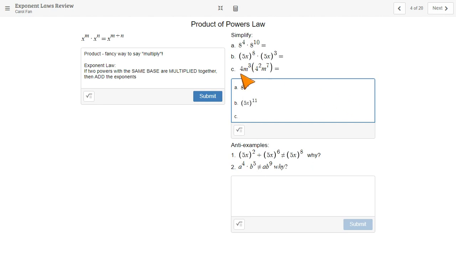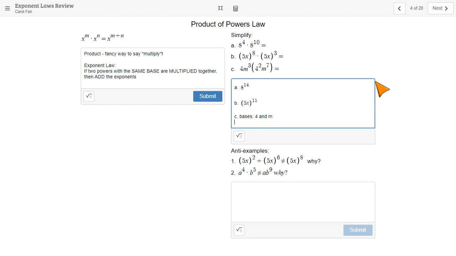Okay, now our last example here, we have 4m cubed times 4 squared m to the power of 7. We've got two different bases here. So let me indicate that we have the base 4 and we have base m. Since we have two different bases, we are going to apply the product rule to both of these.